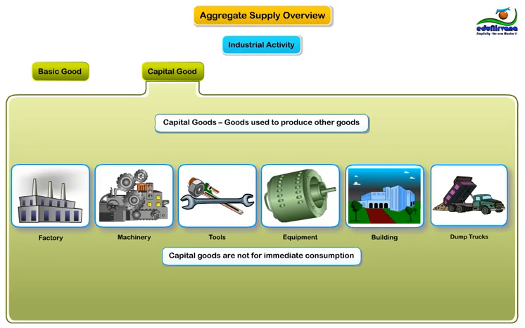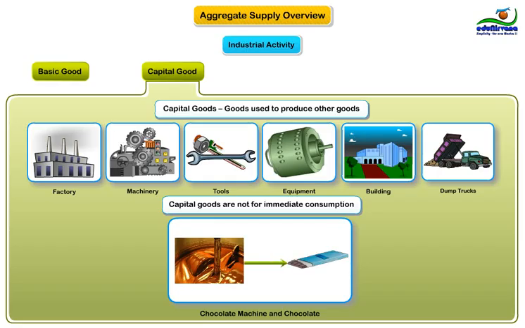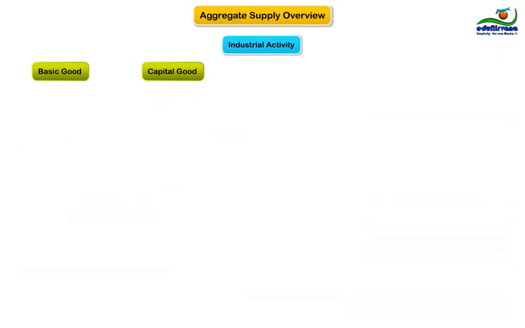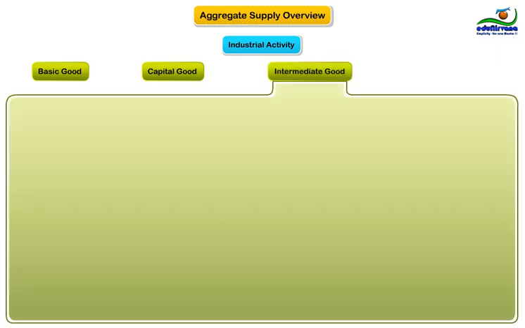Dump trucks, however, are usually considered capital goods because they are used by construction and manufacturing companies to haul various materials in order to make other products such as roads, bridges, dams, and buildings. Similarly, a chocolate candy bar is a consumer good, but the machines used to produce the chocolate candy bar are considered capital goods.